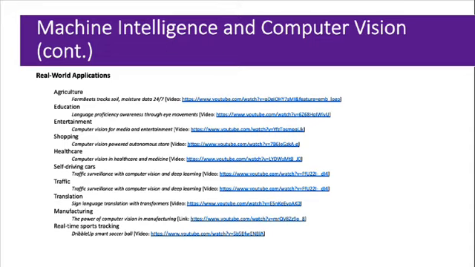Translation. Point a smartphone camera at text in another language and have it instantly translate. Consider watching the lecture, Sign Language Translation with Transformers. Manufacturing. Monitor equipment for safety and count and categorize items on a conveyor belt. View, if desired, the power of computer vision in manufacturing. Real-time sports tracking. Analyze player performance and strategy, like with a smart soccer ball, such as the Dribble Up Smart Soccer Ball.